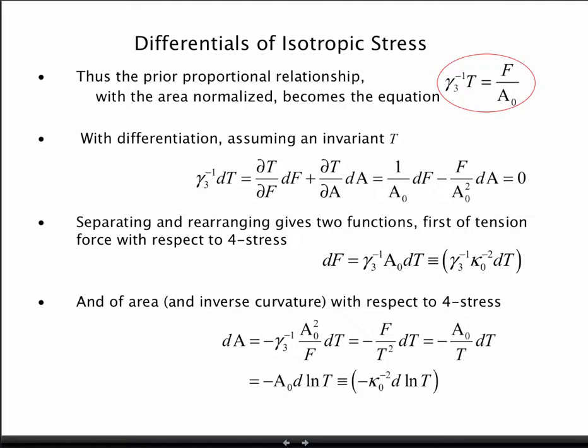Returning to our proportionality, we can use this last geometric factor of gamma 3 with a unit area in this scalar stress equation. Assuming an invariant stress, we can differentiate as follows. Separating and inverting the functions gives us a differential for tension force with respect to stress. We will use this as the prototype for quantum gravity, where the force differential is the quantum gravitational differential and the area is the length unit squared.